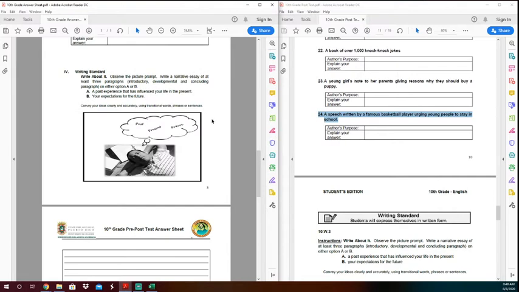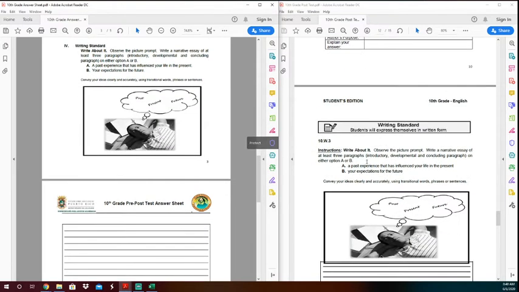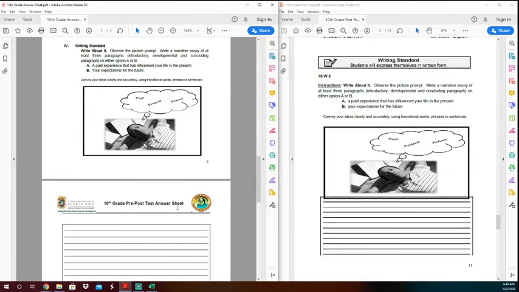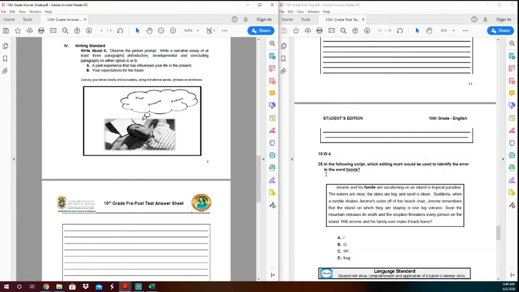Then we have the writing part, and I know that you've practiced your writing, so make sure that you answer this following the instructions. It should be 3 paragraphs, okay? Make sure you're looking at those instructions carefully.